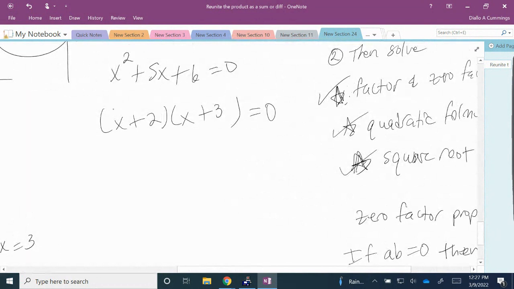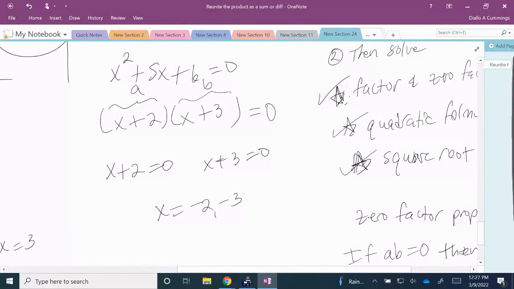Right? So that's what I'm going to do here. And in this instance, a is going to be x plus 2 and b is going to be x plus 3. So I have x plus 2 equal to 0, x plus 3 equal to 0. Right, and these things are now linear equations, because the squares disappeared since we factored. And in order to solve, we're going to isolate. So x is equal to -2 or -3.